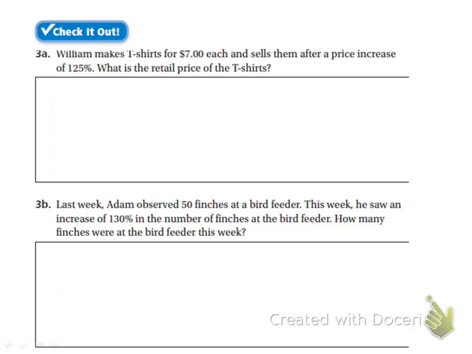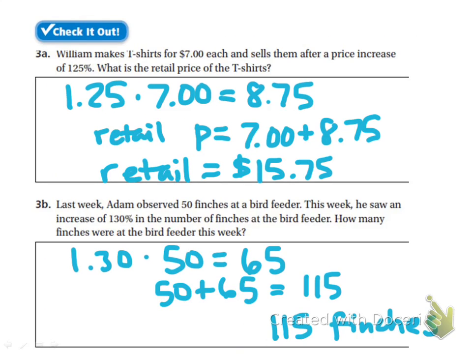Okay, now we are on, check it out, 3A and 3B. I'd like you to pause the video and do this on your own. Okay, you should have found the answer for 3A was $15.75, and the answer for letter 3B was 115 finches.